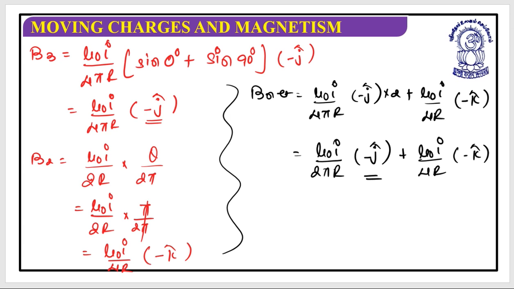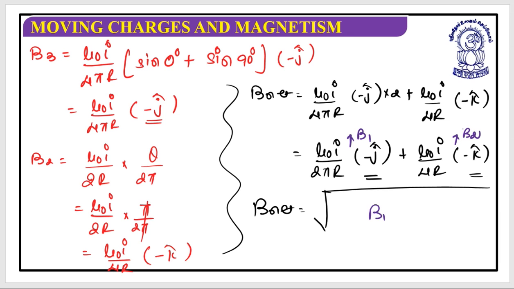Now I understood this is minus j, this is minus k. So if I want the value of this, I need to have this. Let's assume that this is B1, this is B2. So B net could be written as the square root of B1 square plus B2 square. You can put the value and get the answer. I hope this is clear. Is it clear? Are you sure? Can you do this? Great.